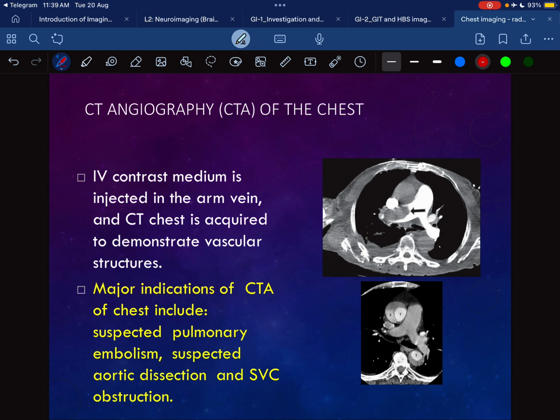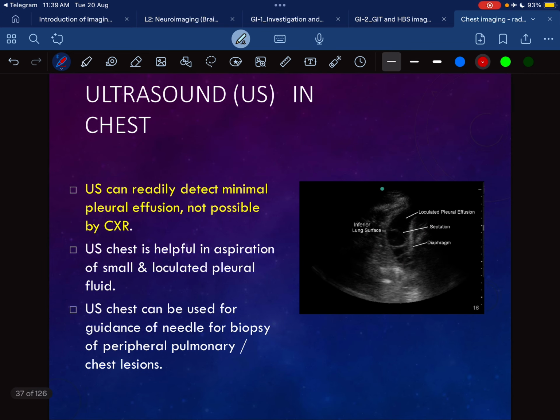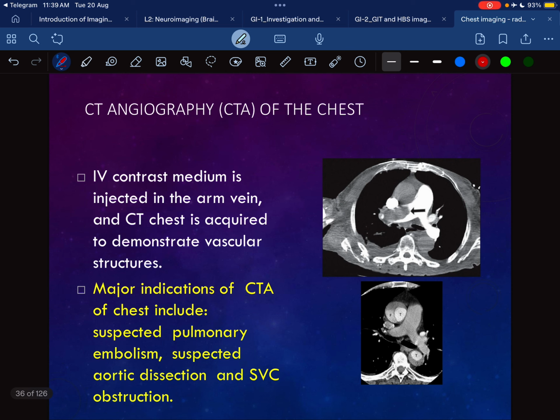Okay. All can be done with a single injection. So what's the indication for CT angio? To assess the pulmonary vein, pulmonary artery, and to assess the aorta, so if you suspect an injury, that can be done.